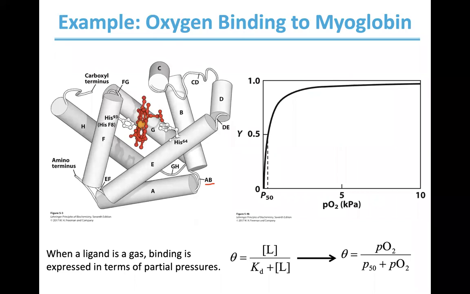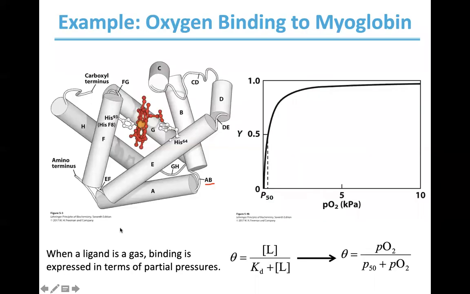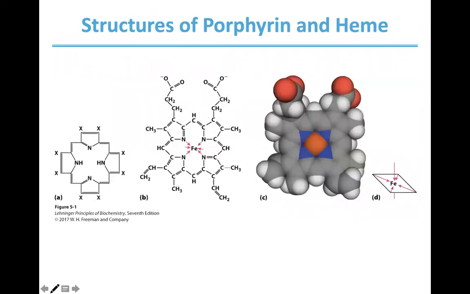So for hemoglobin, the way iron is held in hemoglobin is through a large structure known as heme. And so the iron can be positioned right in the middle, making contacts with four nitrogens.